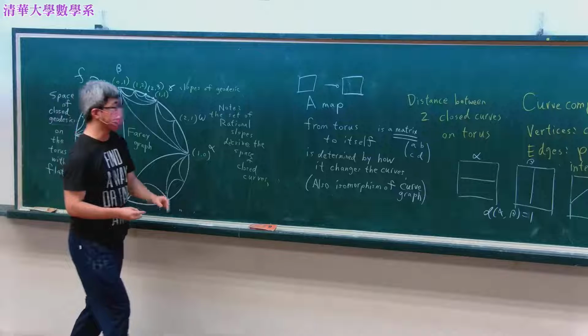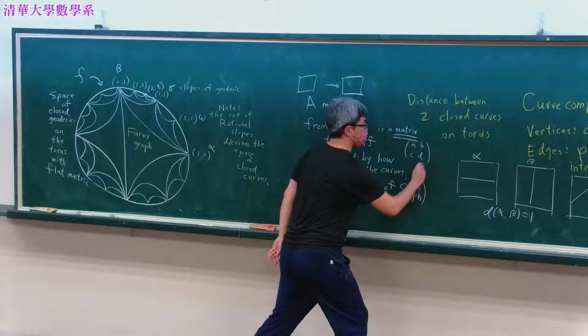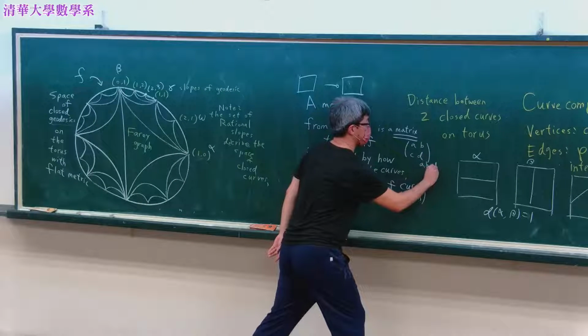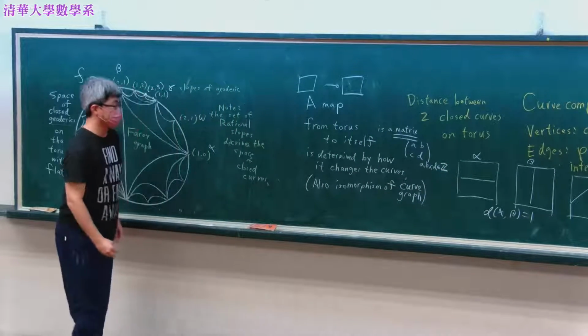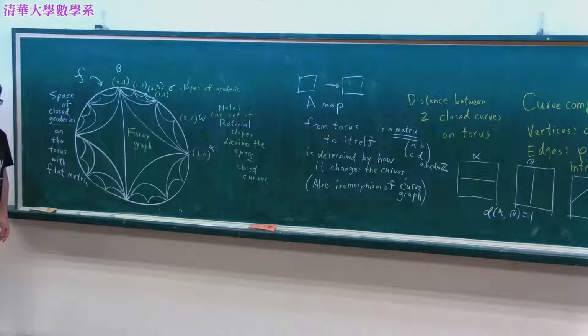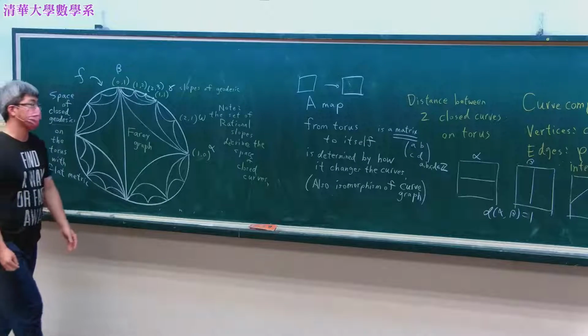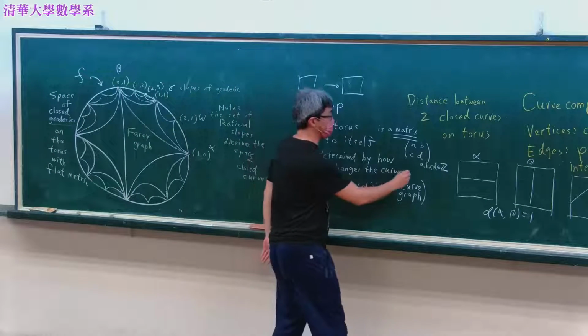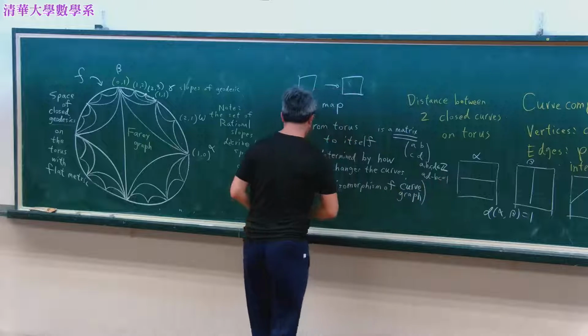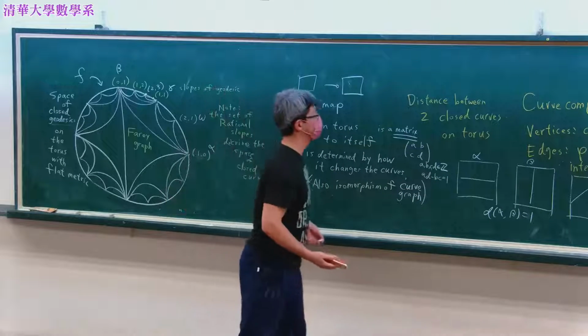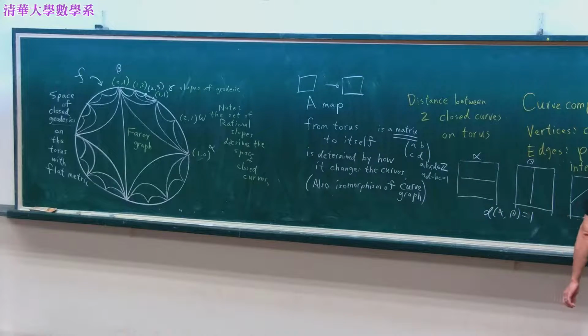Oh, by the way, this A, B, C, D are all integers, just to make sure that you have a nice map from the torus to itself. A lot of people would also add AD minus BC to be 1, just to make everything clear, but I'm just going to be a little bit lazy about it, right?